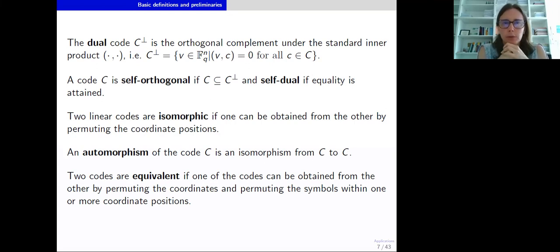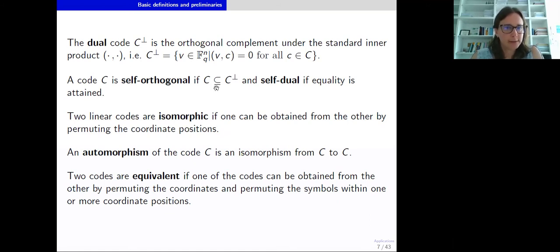So among the best known linear codes are those that also have the property of being self-orthogonal or self-dual. When the code is self-orthogonal or self-dual, first of all, we have to say what the dual code is. The dual code is labeled with C-perp. It is the orthogonal complement under the standard inner product. Actually, it is the set of all vectors from F_q to the n such that the inner product with C gives you 0. We will say that a code is self-orthogonal if it is contained in its dual code, and it will be self-dual if equality is attained. It means that the code is equal to its dual code.